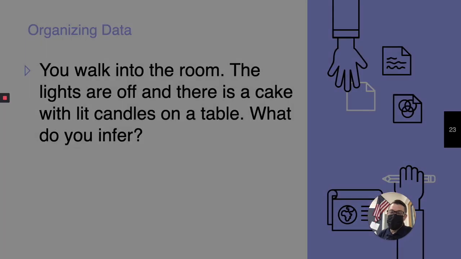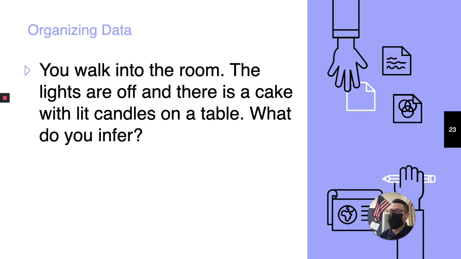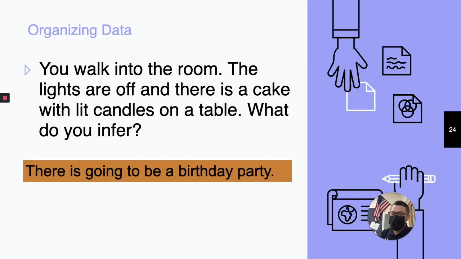Okay? So the example that we have here: you walk into a room, the lights are off, and there's a cake with lit candles on the table. What do you infer? It's a surprise party. It's a birthday party. Even if you've never had a surprise party yourself, you've probably seen enough TV shows and movies where they've done surprise parties that you have an idea what is going on.